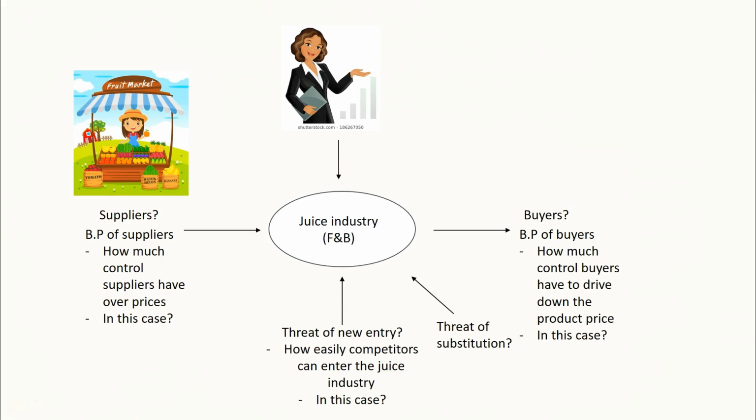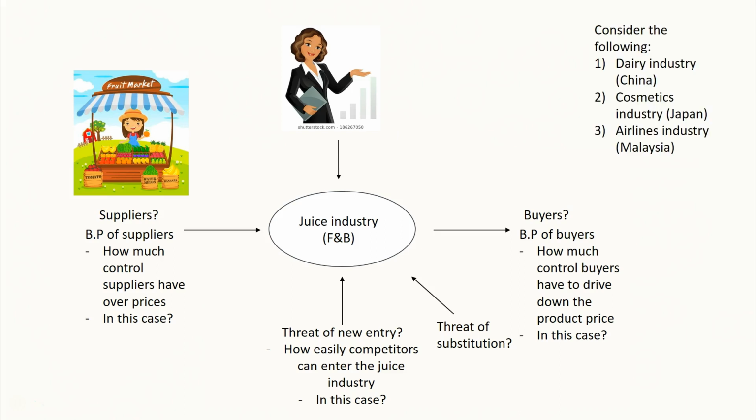Now, I want you guys to do this at home. Think about, maybe research if you have extra time, these following industries and see if you can come up with the bargaining power of suppliers, buyers, threat of new entry and substitution, and competitive rivalry for these three industries. So you have the dairy industry in China. What do you guys think about it? Dairy means selling milk, cheese products.